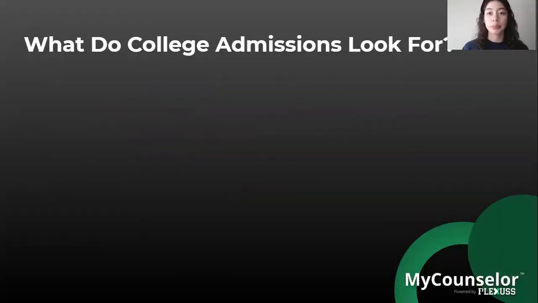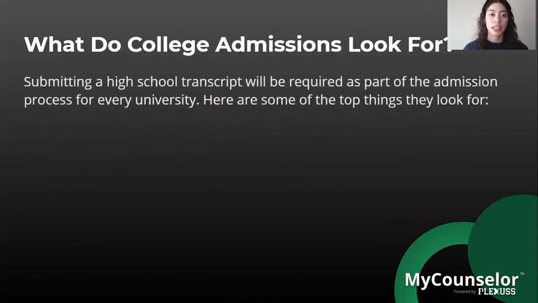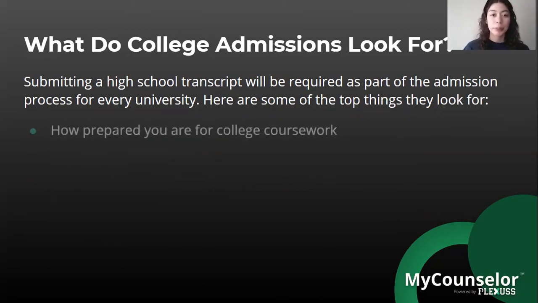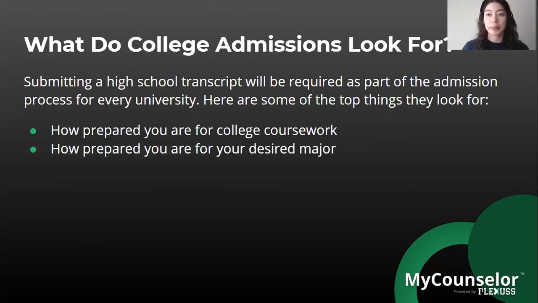What do college admission representatives look for in a transcript? Submitting a high school transcript will be required as part of the admission process, as I mentioned before. It is usually required by every university. Here are some of the top things that they look for. How prepared you are for college coursework. College admission representatives usually look at your grades from 10 to 12, especially junior year, so please make sure you are prepared for that. How prepared you are for your desired major.